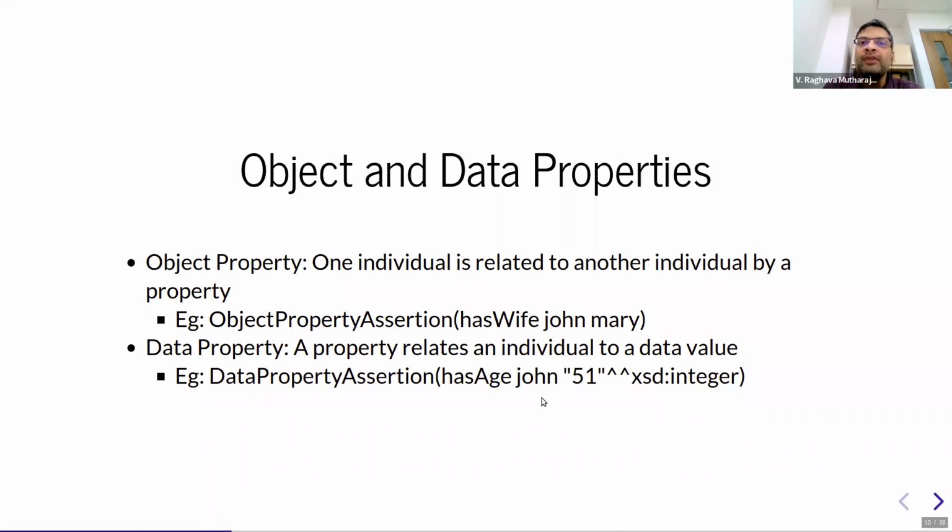And other examples are has weight, has roll number, what else? Has length, has breadth, and so on. So those are the data properties, right? So you have classes, individuals, object property, and data property.